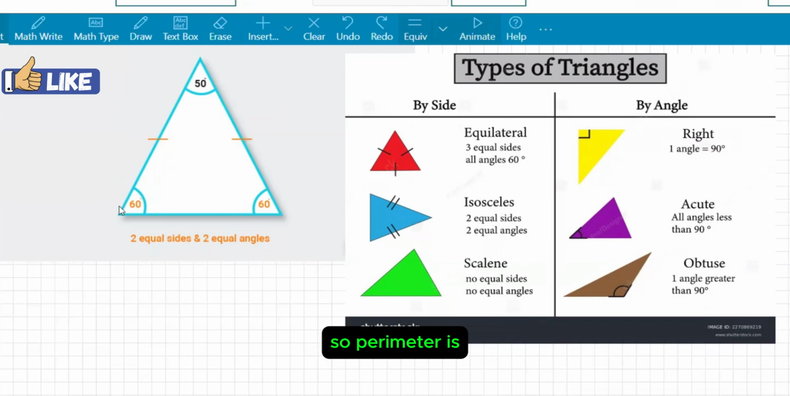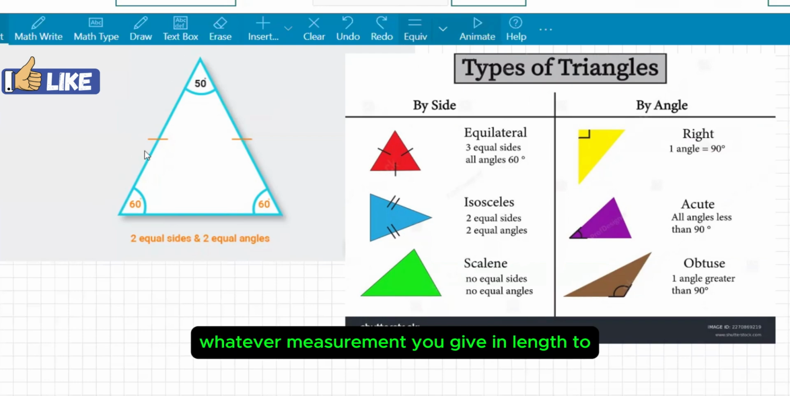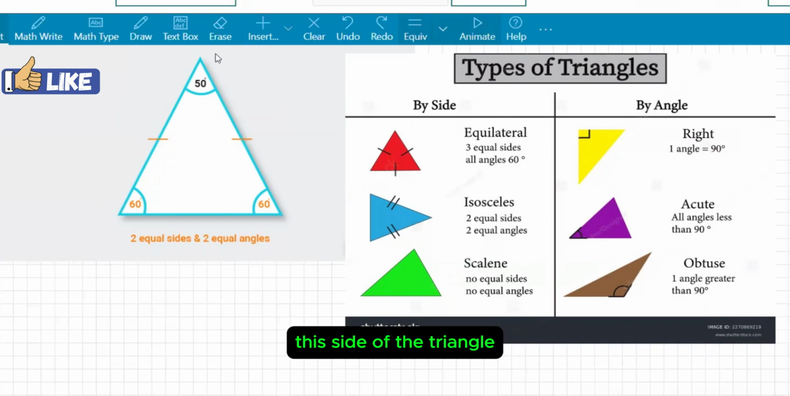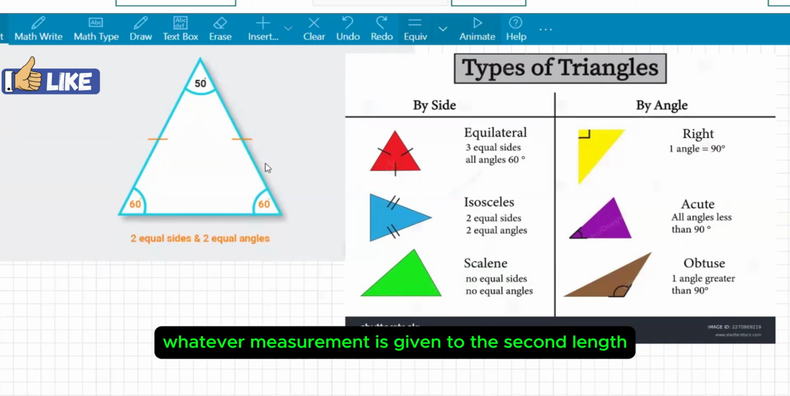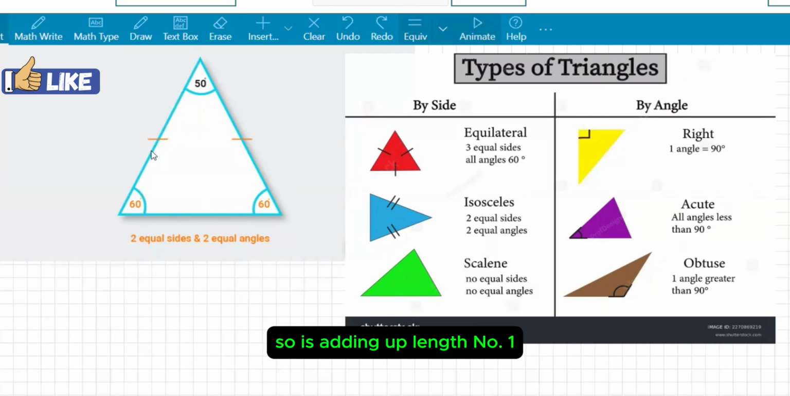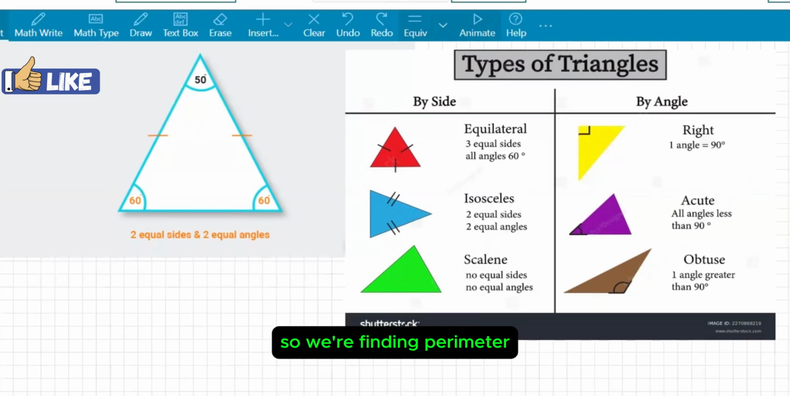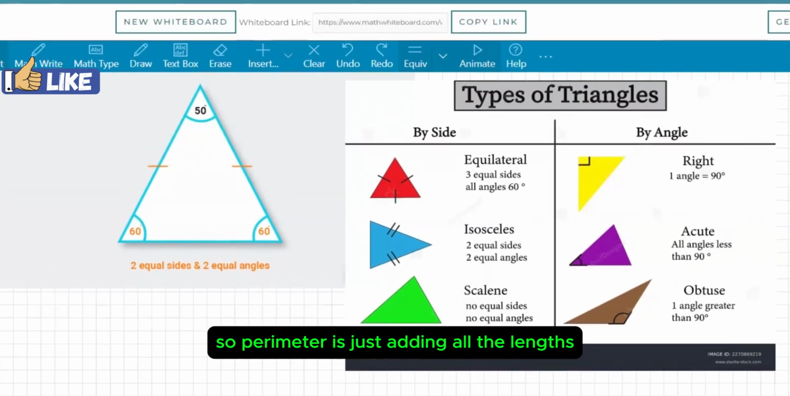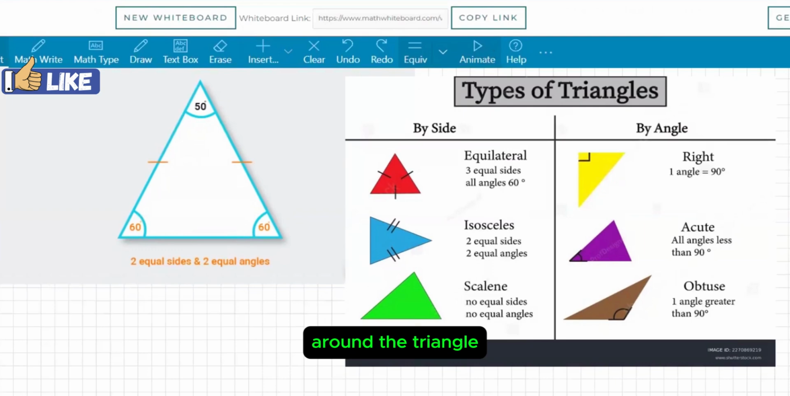So perimeter is whatever measurement you give in length to this side of the triangle, whatever measurement is given to the second length, and whatever measurement is given to the third length. So it's adding up length number 1, length number 2, and length number 3. So those are the two important ones. So we're finding perimeter. Perimeter is just adding all the lengths around the triangle.